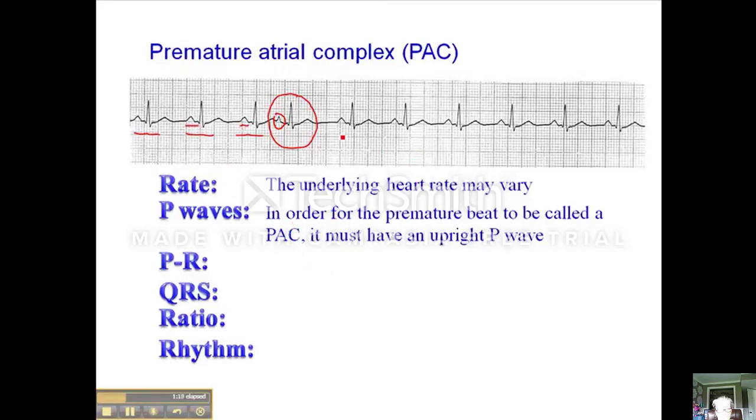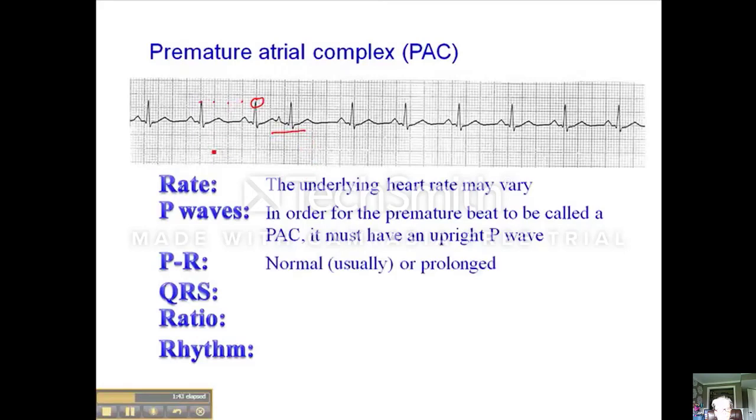The remaining beats all appear to be sinus. So this is a sinus beat, and so on and so forth. So we look at the underlying rhythm and it appears to be sinus in origin. The heart rate here is, well, we'll take this one, which falls on the dark complex. The heart rate is 300, 150, 100, 75. So we have a sinus rhythm of 75 with a premature atrial complex.